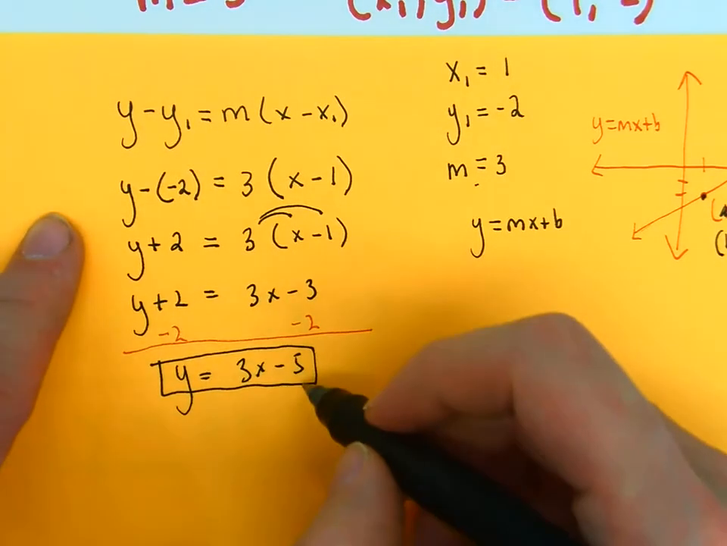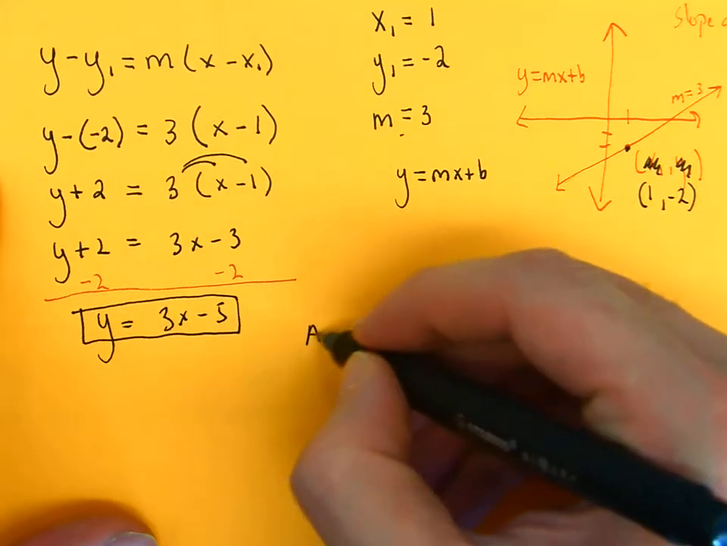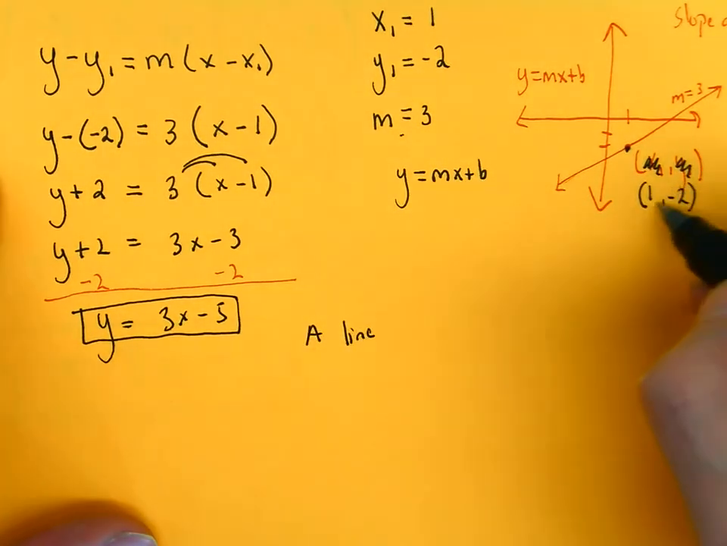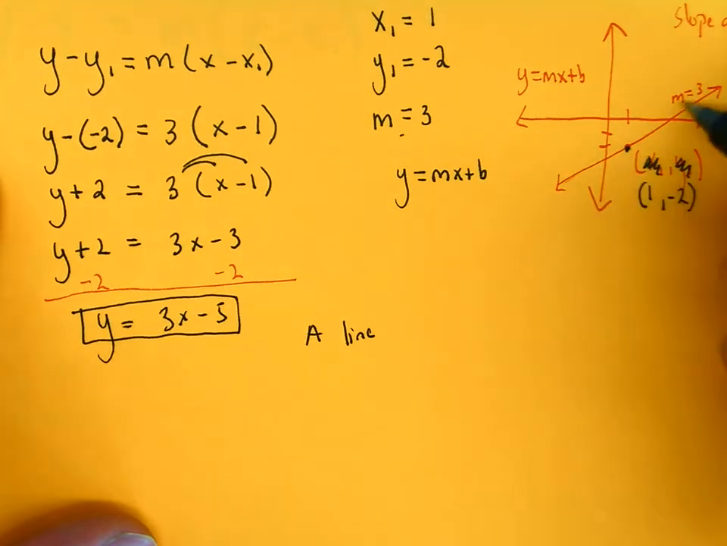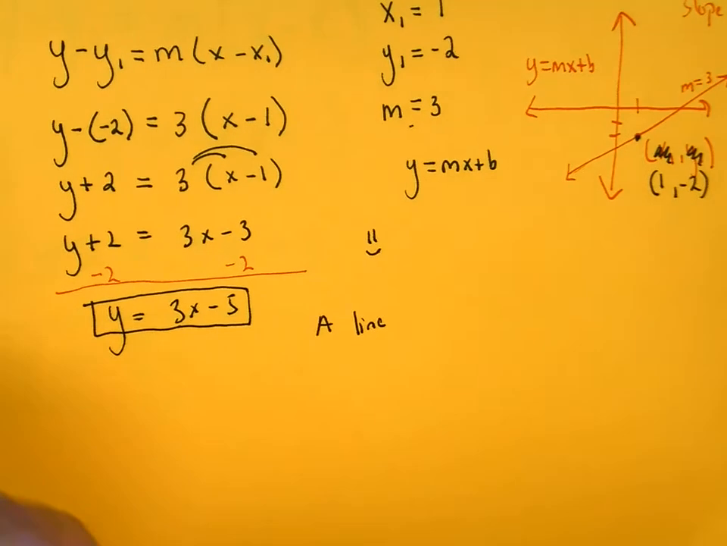What does this equation represent? It represents a line that passes through this point (1, -2), and it has a slope of 3. Right? Notice that the slope of 3 is here. Okay? Very nice. All right.